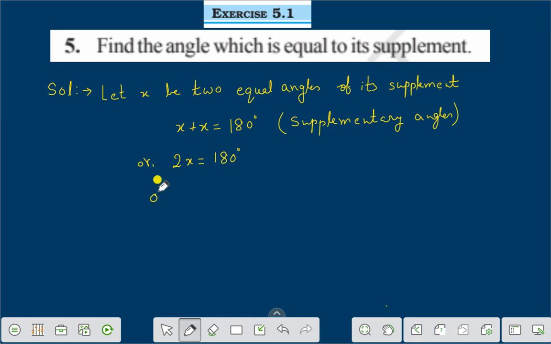Or you can write x is equal to 180 degrees by 2, that is equal to 90 degrees. Right? Therefore, we can say that 90 degrees is equal to its supplement.